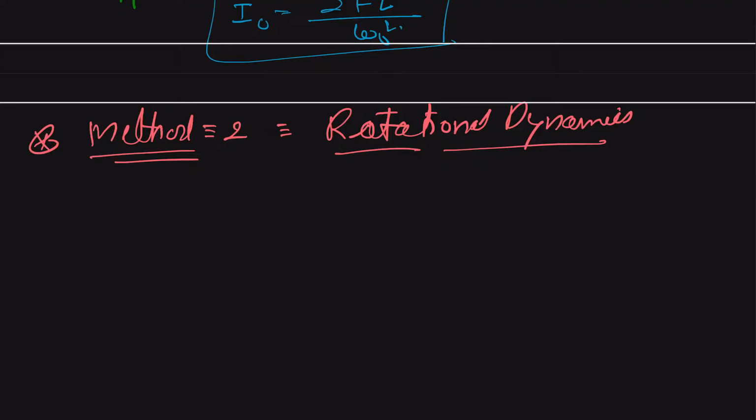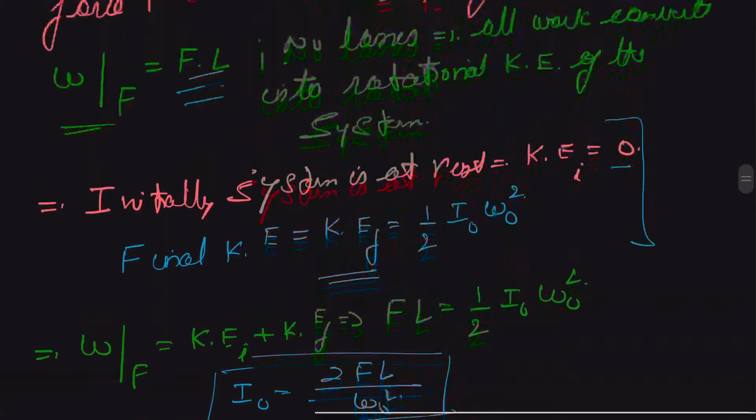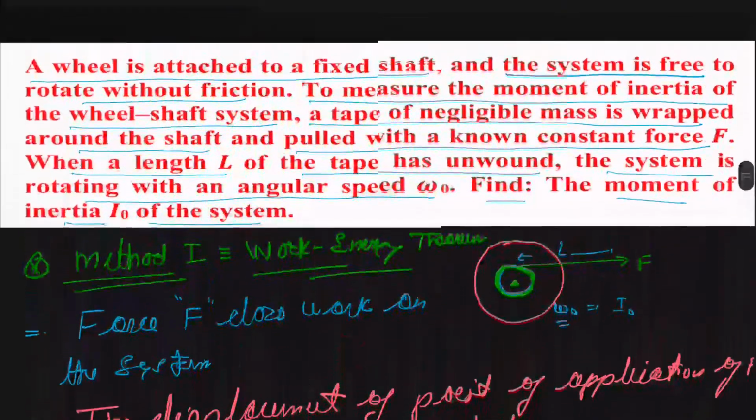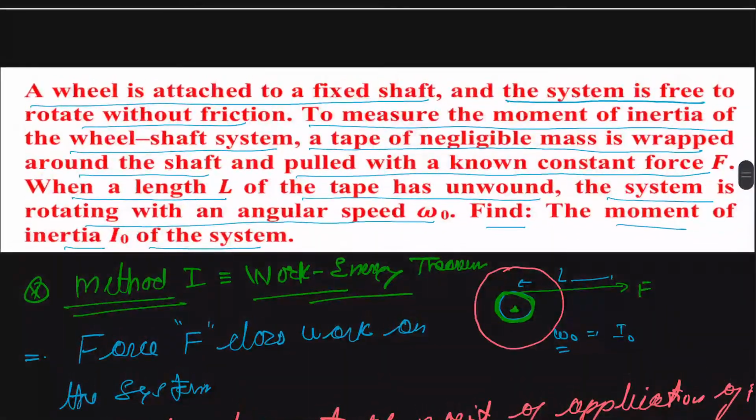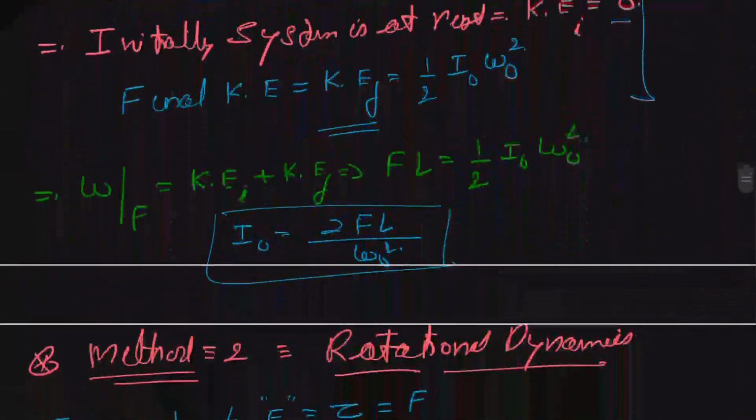First of all, let's find out the torque. Torque due to force F is tau equal to F multiplied by radius. Radius is not given to us, so let us assume that it is small r.